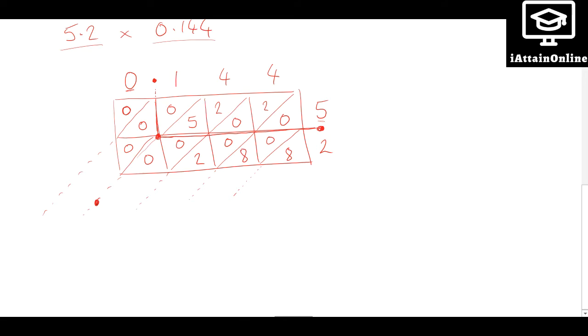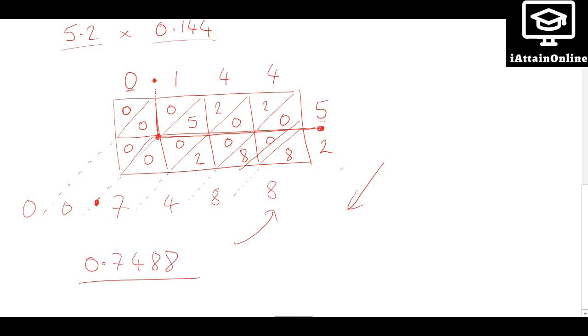Now, all I'm going to do is start over here and add the diagonals up. So the total of this one is just 8. The total of this diagonal here, 0 plus 0 plus 8 is 8. The total of this one here is 2 plus 0 plus 0 plus 2 is 4. The total of this one here is 2 plus 5 plus 0 plus 0 gives you 7, and then adding these zeros. So my answer is 0.7488.